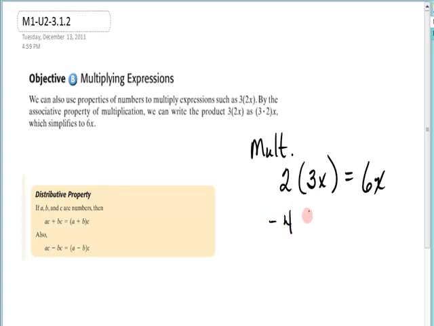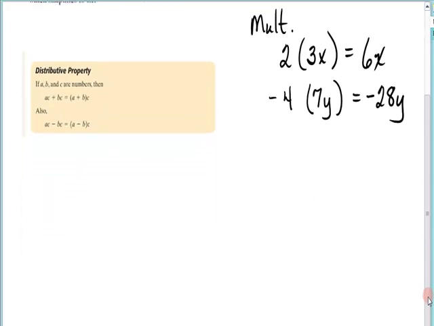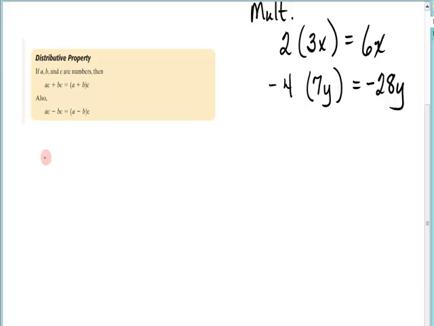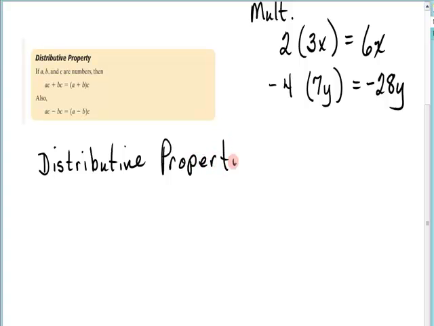If you have negative 4 times 7y, multiply, negative 28y. Now, there's something we're going to look at that's going to be real important and be revisited often. It's called the distributive property. The distributive property says that you can distribute or hand out multiplication over either addition or subtraction. So let me give you some examples.